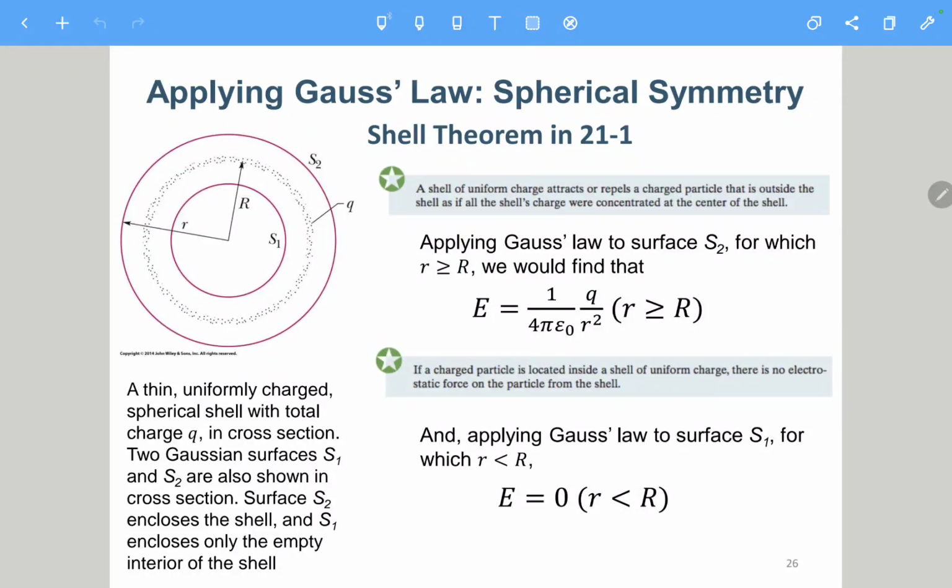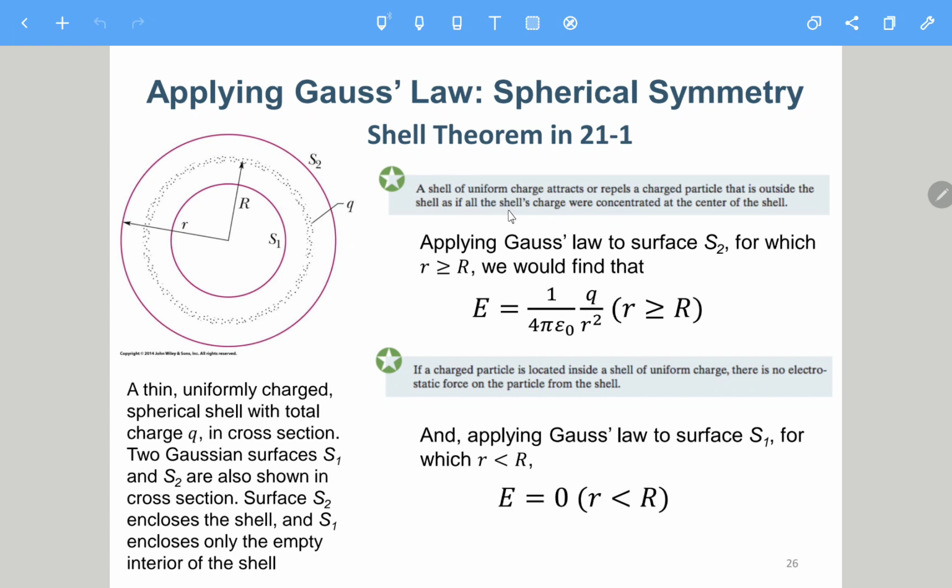So here we also apply the Gauss law for spherical symmetry. Actually, here is called the shell theorem in chapter 21. I'm not sure whether you still remember it. During chapter 21, I just told you what is the so-called shell theorem. There are actually two statements.